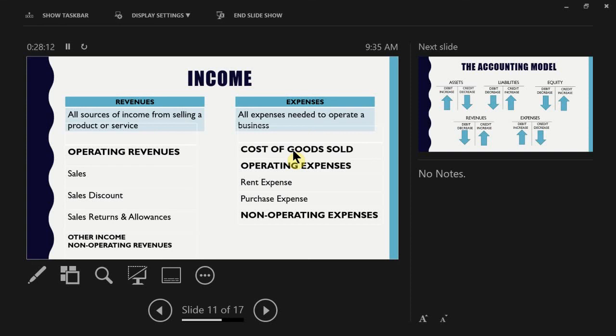I have a question. Yes. Under operating revenues, the sales discounts are there. Giving a discount to a sale, is it an expense or a revenue? Okay, so sales discounts, right? Sales discounts is actually going to be a contra account to sales. So I can see why you think it's an expense. However, it's not an expense.